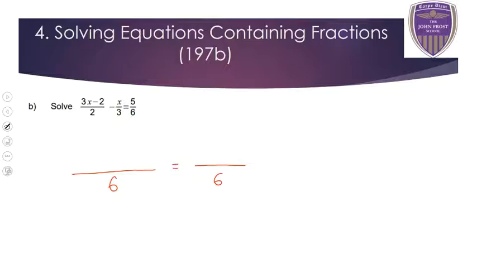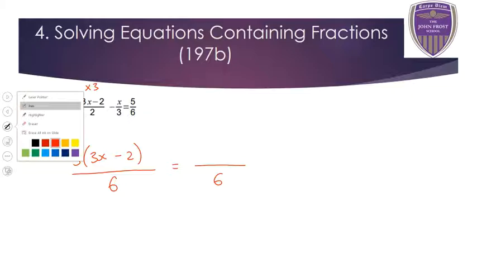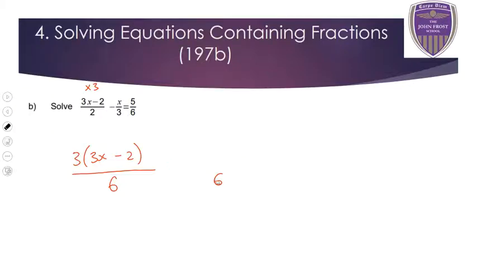So we'll do that. This first fraction was a 2 on the bottom. We've obviously timesed it by 3 to make it 6. So we times the top by 3 as well, using a bracket. So 3x minus 2. Oh, I've done it again.